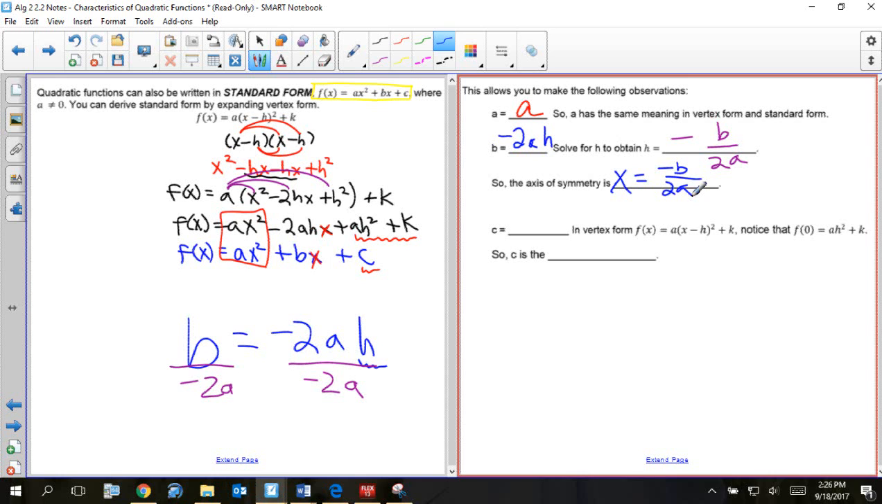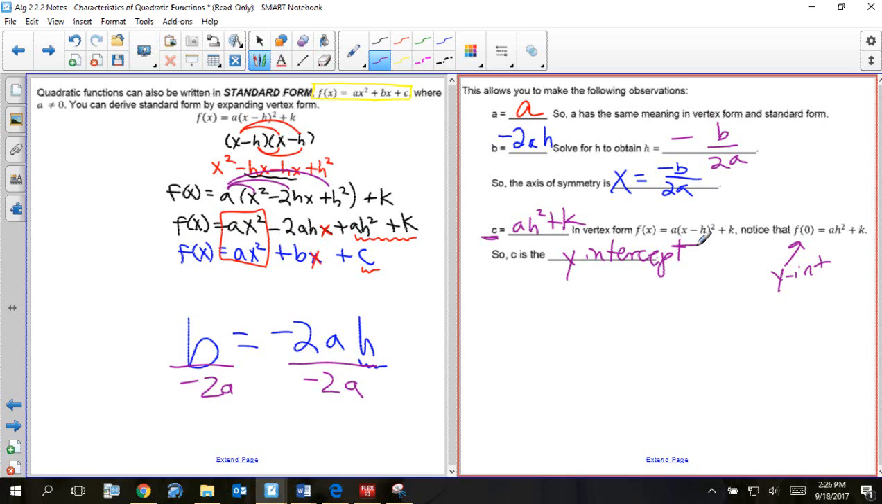All right. Last one is C. C is equal to a(h squared) plus k. Now it tells you here in vertex form, if we do f of 0, that's how we find the y-intercept. You do f of 0, you will have left over a(h squared) plus k. So a(h squared) plus k is the y-intercept, otherwise known as C is the y-intercept. C is the y-intercept in standard form.